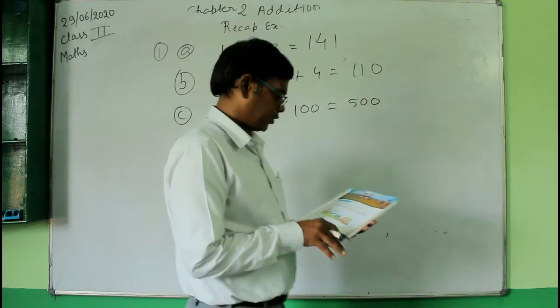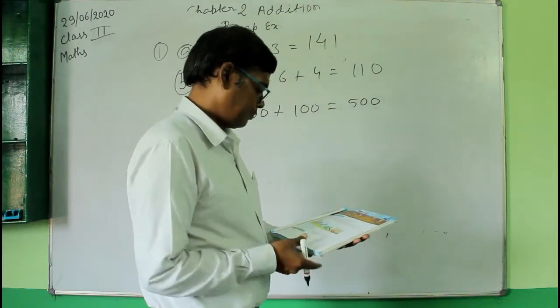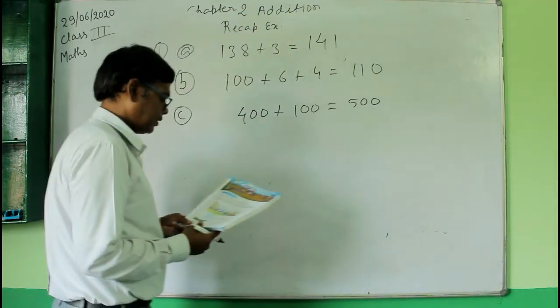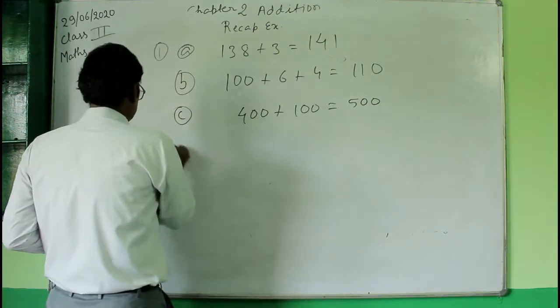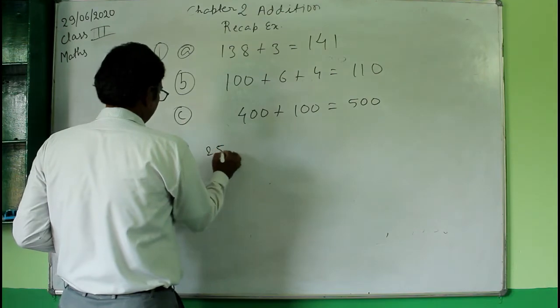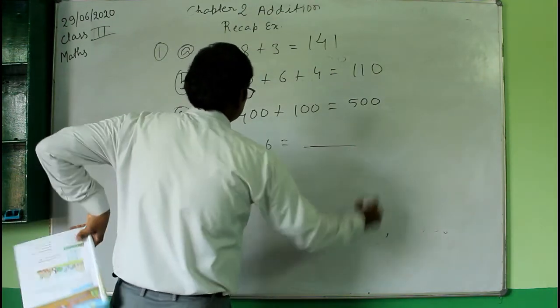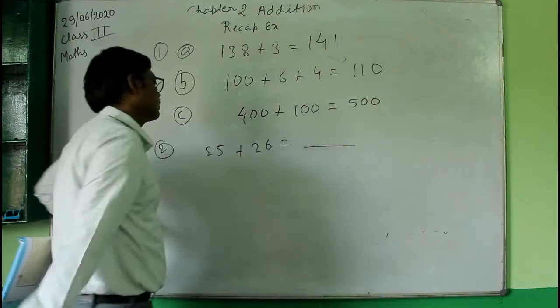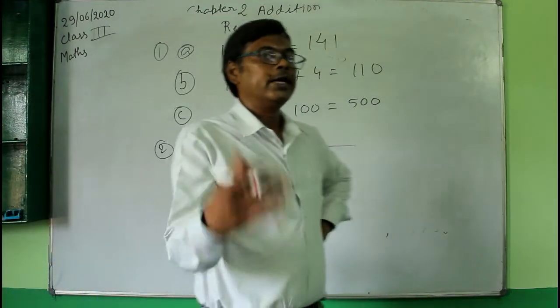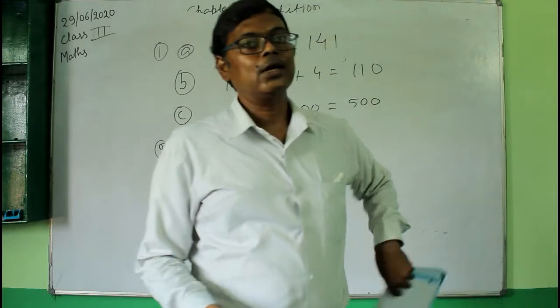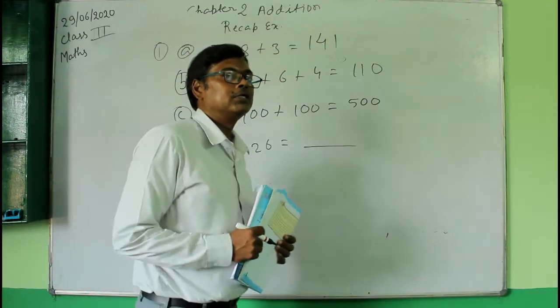Now question number 2 is: write the missing number. Question number 2 is 25 plus 26 equal to how much? यहाँ पर मिसिंग नंबर लिखना है. मिसिंग नंबर मतलब जो नंबर खो गया है वो क्या नंबर है पता लगाओ. The number which is missing, find out the number.